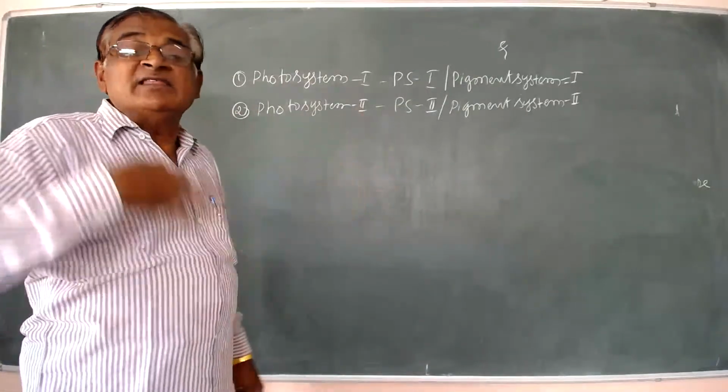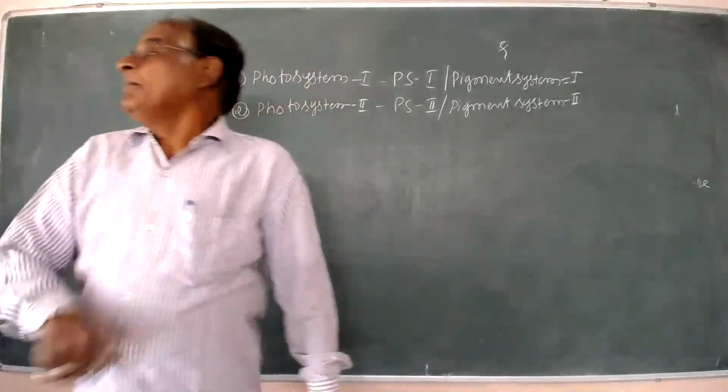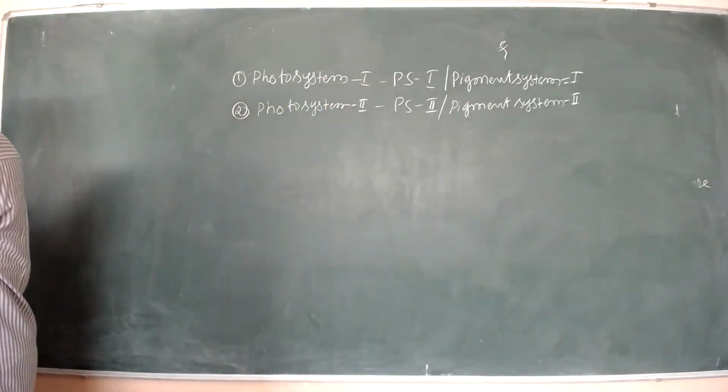After completion of that, we'll study the mechanism of photosynthesis, meaning how photosynthesis takes place in plants. Now, pigment system 1, photosystem 1.